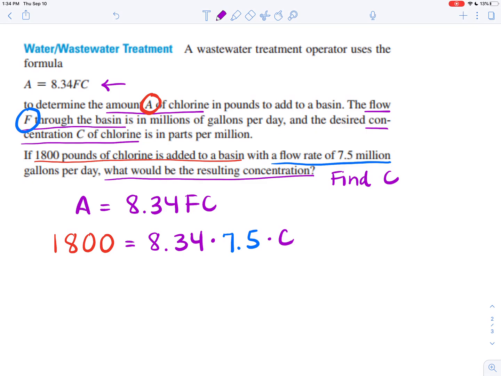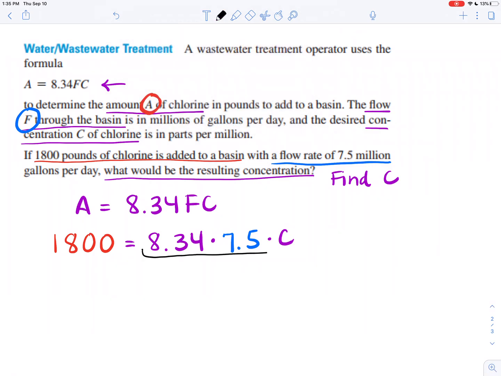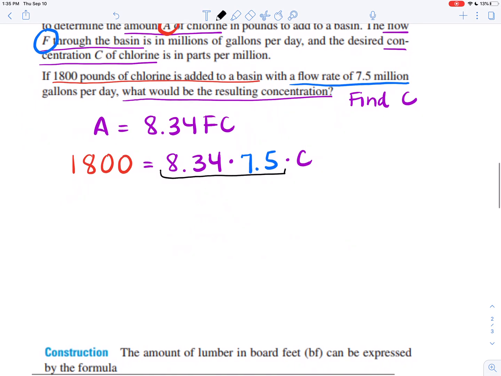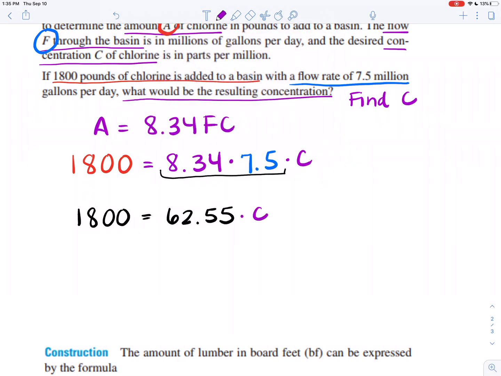To get C by itself, the first thing I'm going to do is simplify anything that I can. I've got 8.34 multiplied by 7.5. I'm going to simplify this coefficient, which will just make this easier to work with. So this is going to become 1800 is equal to 62.55 times C.